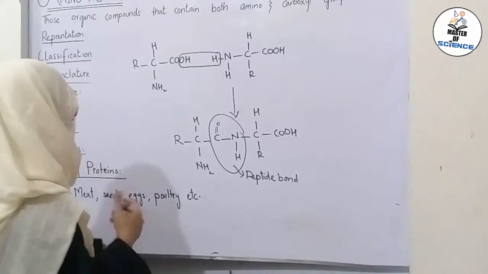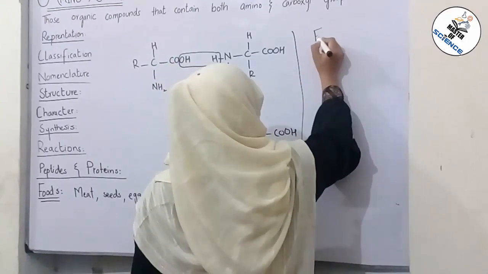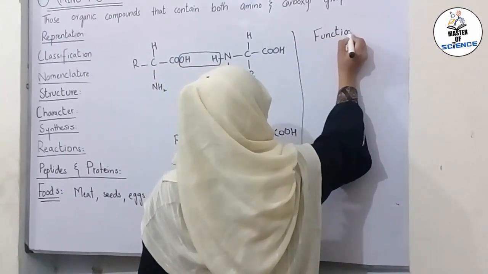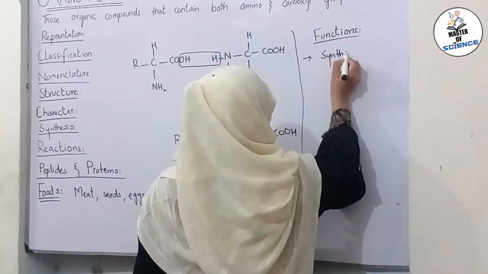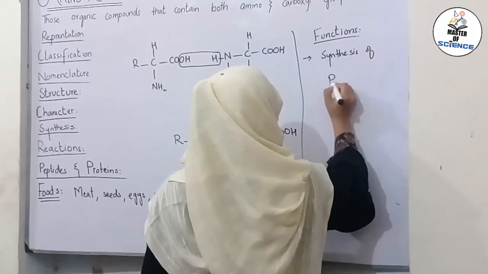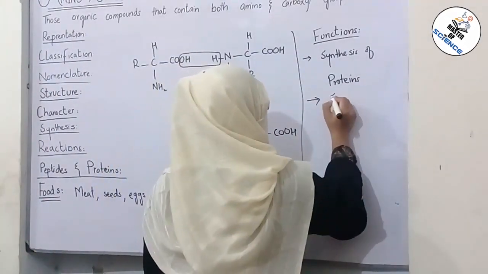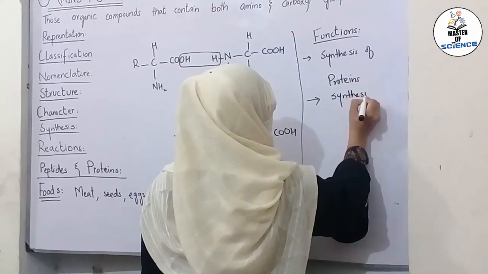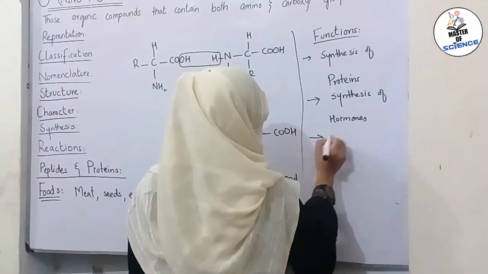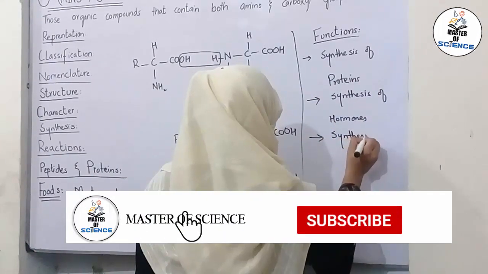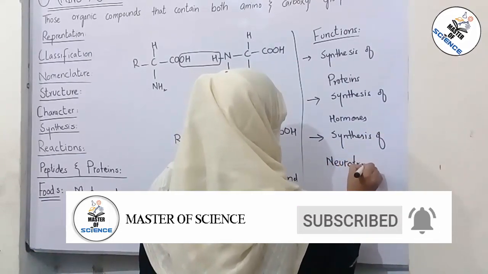Okay, now what are the functions of these amino acids? As we are saying, thousands of amino acids combine to form proteins, so they are very important for the synthesis of proteins. And these proteins have a vital role in our body. Along with proteins, they are involved in the synthesis of hormones and synthesis of neurotransmitters, which transmit nerve impulses in our body.